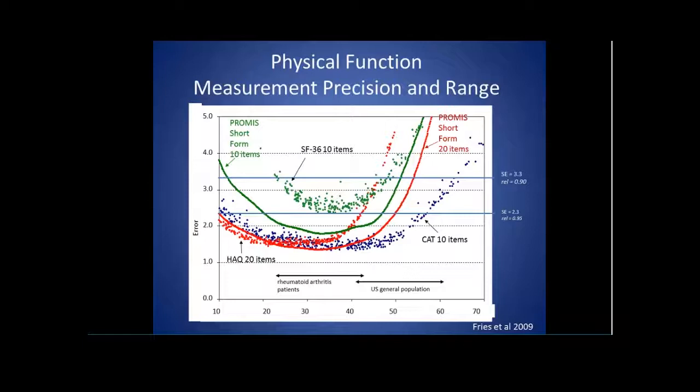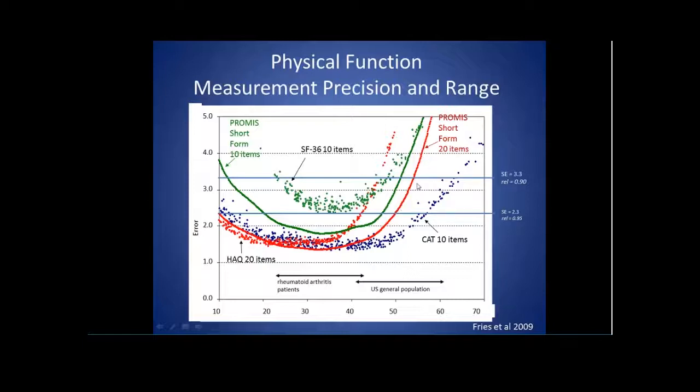If we look at some of the PROMIS measures, then we can look at short forms and CATs. So for the 10-item short form here in a green line, you see it's covering a really large range of the trait of physical function. Still has a measurement ceiling here.